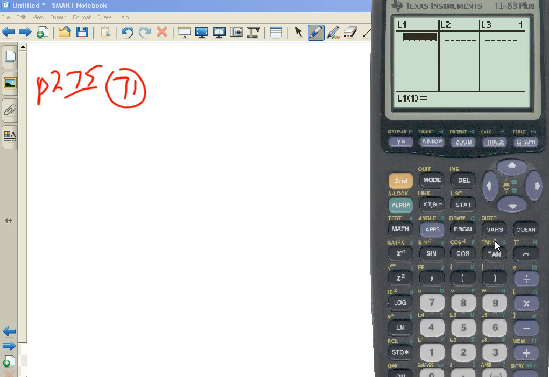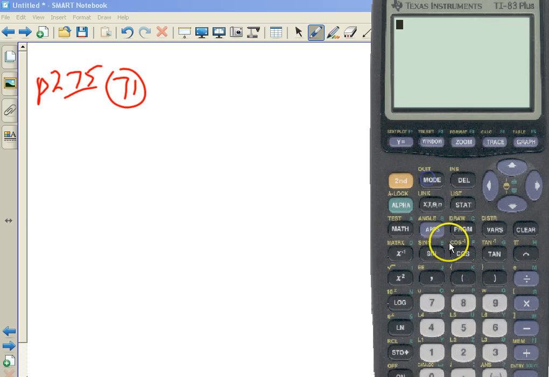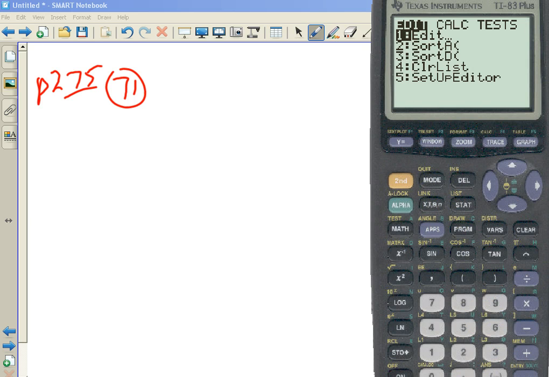So I'm just entering the first column in L1. These are my X values. If I sell 0 computers, I get a certain profit. 4 computers, I get a certain profit, and so forth. 7 and 12. And what else we got? We got 18. I'm just copying the numbers from the book. You should be following along. Make sure you know how to do this. 23 and 29. I'm just copying page 275, number 71. You go to Stat, Edit.